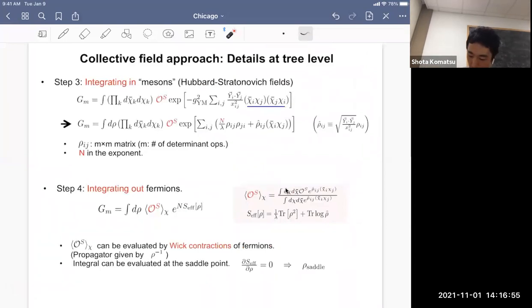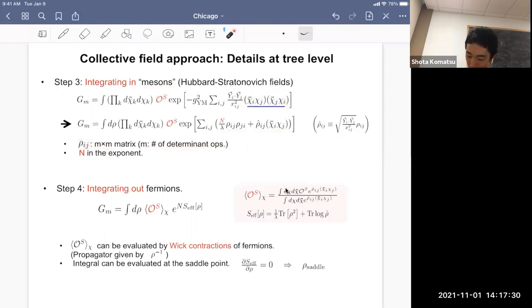Now, after doing this, we get this action. We are still left with the fermion integral, but an important point is that we now have a quadratic action of fermions, and we do the standard trick of the Hubbard-Stratonovich transformation by inserting some meson field, which is rho_ij. An interesting point about this rho_ij is that it is actually an M times M matrix, where M was the number of determinant operators that we inserted.